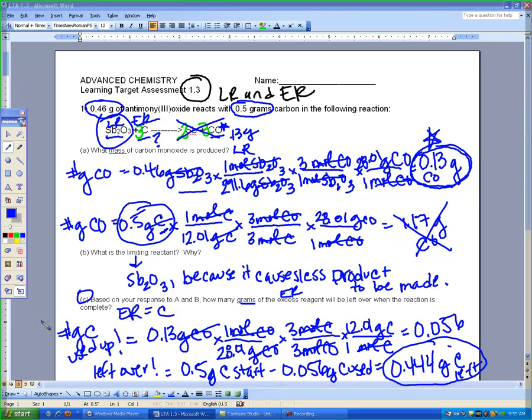So look at these two parts. One, we figured out how much was used up based on the actual product made. Then we figured out how much was left over by taking our initial minus our used.